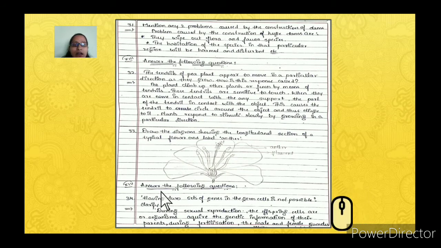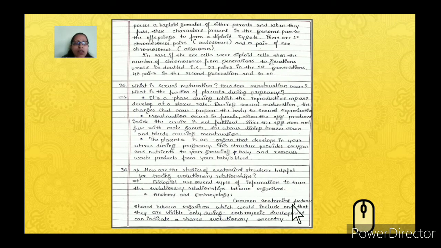Next, having two sets of genes in the germ cells is not possible. Why is that? Two sets of genes, not a pair, two sets of genes is not possible. What happens during sexual reproduction is that the offspring get the genetic information from their parents. Both the parents, during fertilization, the male and the female gametes, are haploid gametes.